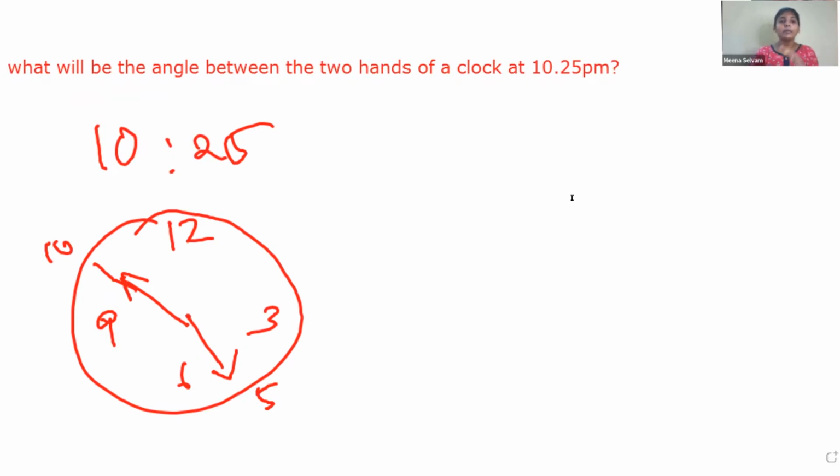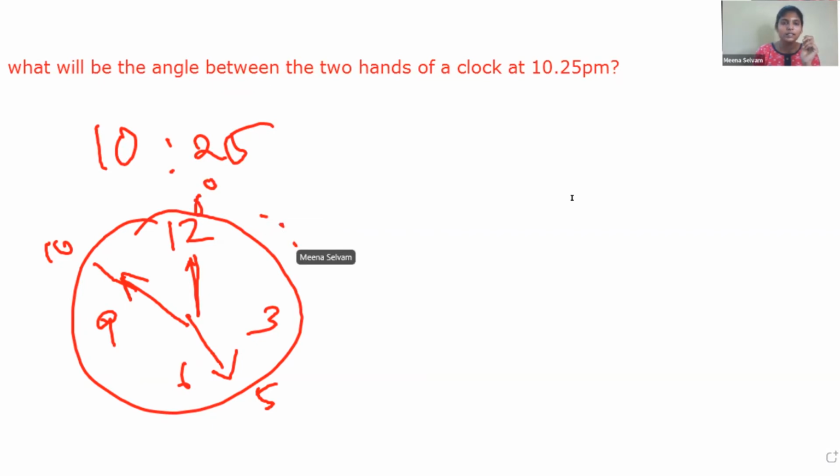How to find the angle between these two needles? Very simple, using the same thing only. We already know 1 hour covers 30 degrees and 1 minute covers 6 degrees. You need to note down one thing: always take your starting point from 12. 12 is the starting point. From there the degree calculation starts, and when it again comes to 12, it is 360 degrees. So this is the 0 degree.